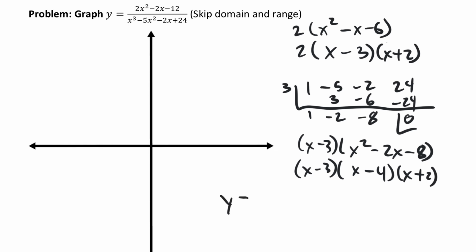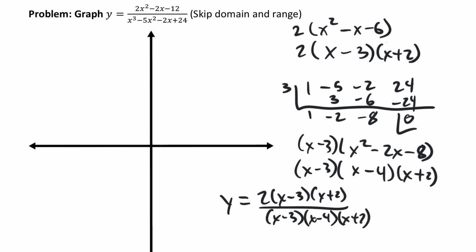Okay, so our final equation is y equals 2(x minus 3)(x plus 2), divided by (x minus 3)(x minus 4)(x plus 2). So like I said, this one cancels, and we're just left with 2 over x minus 4. Of course, with the restriction, x cannot be 3, and x cannot be negative 2.